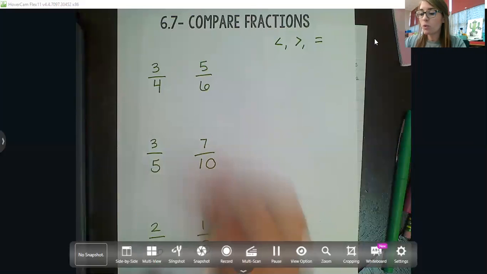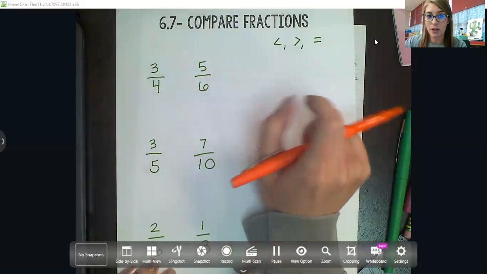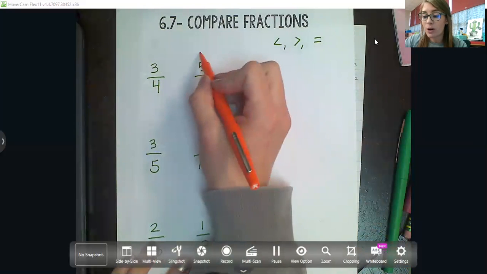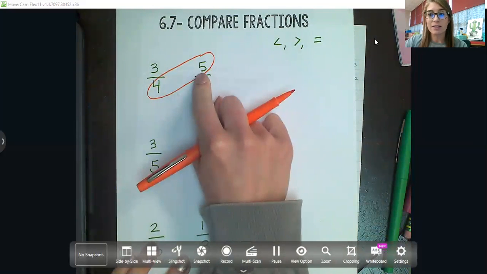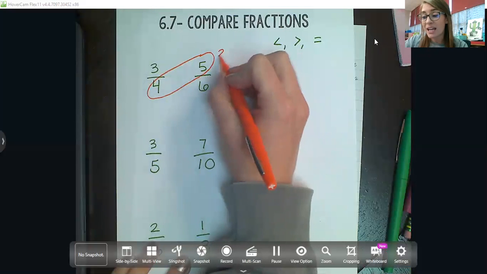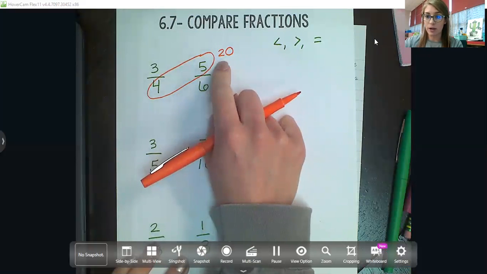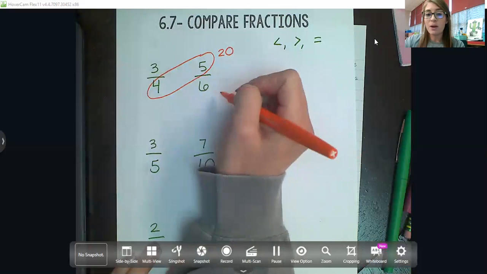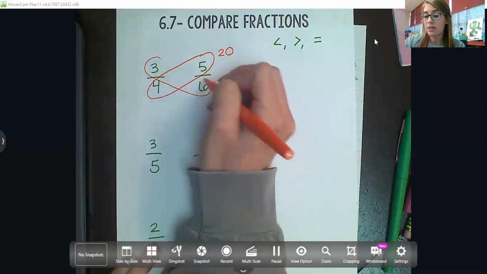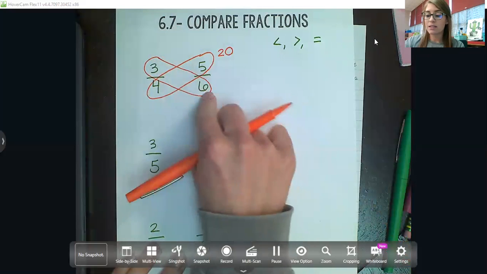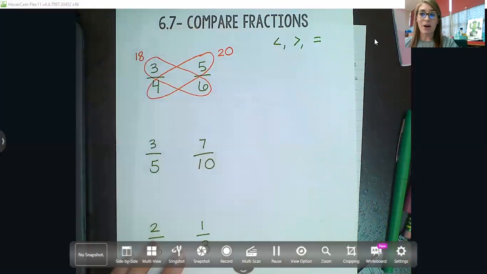Okay, so we've got 3/4 and 5/6, and we need to figure out if they're less than, greater than, or equal to each other. So here's what you're going to do. You are going to do the butterfly method the same way, okay? 4 times 5 is 20. Very good. And again, it is very, very important that you always put the number at the top by the numerator, okay? Very important. Then what do we do? Correct. Then we're going to cross multiply the other side. 6 times 3 is 18. Very good.